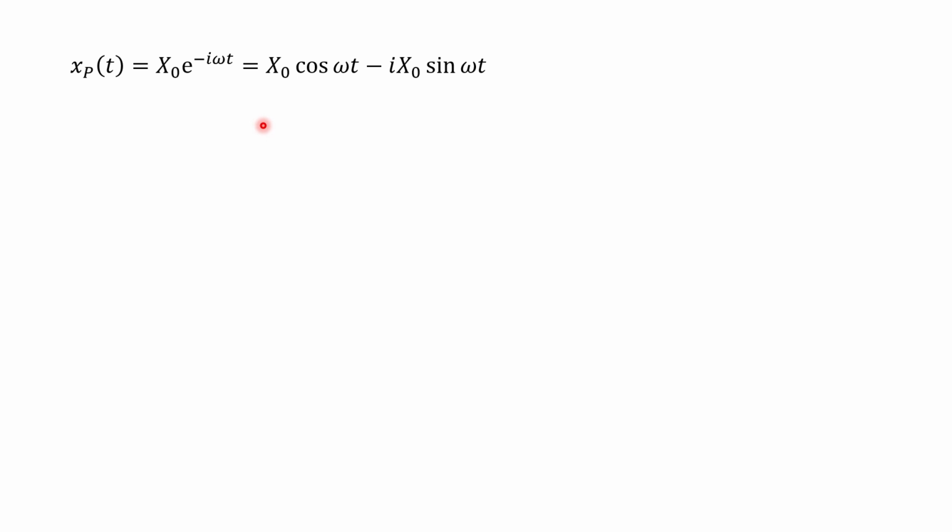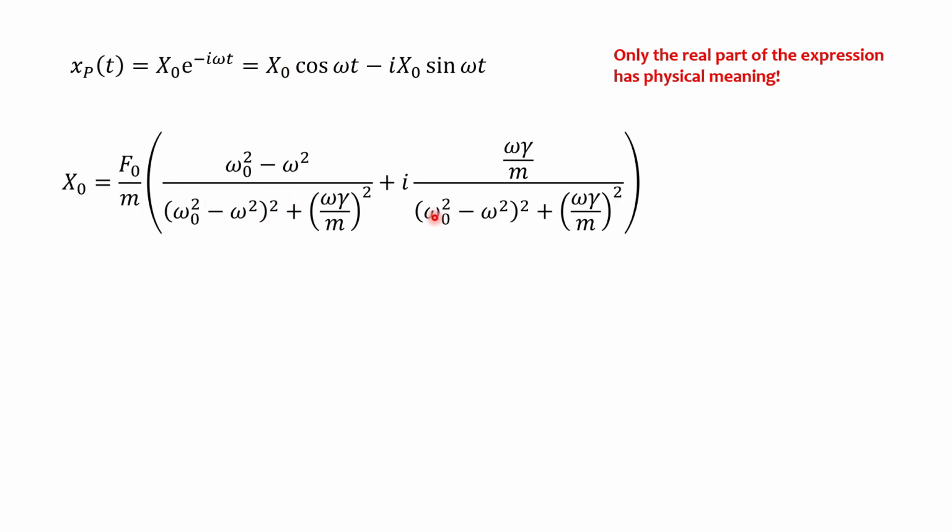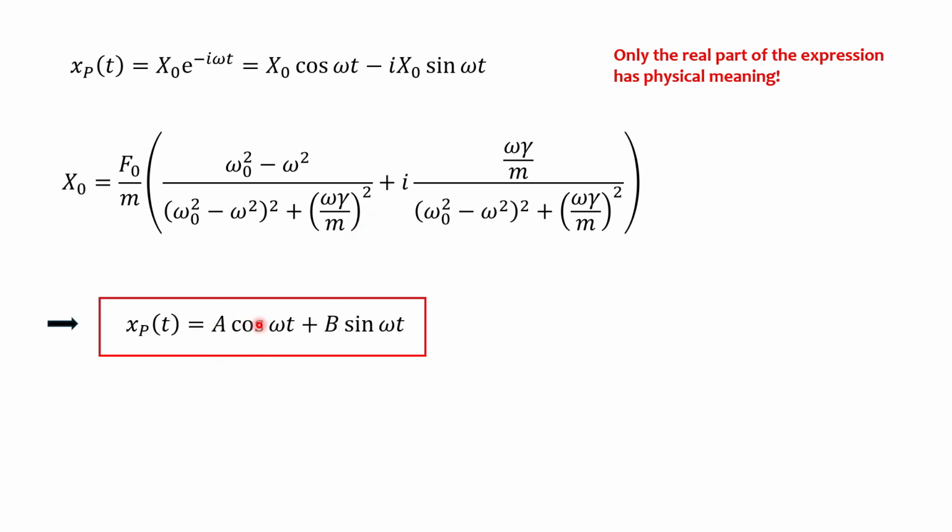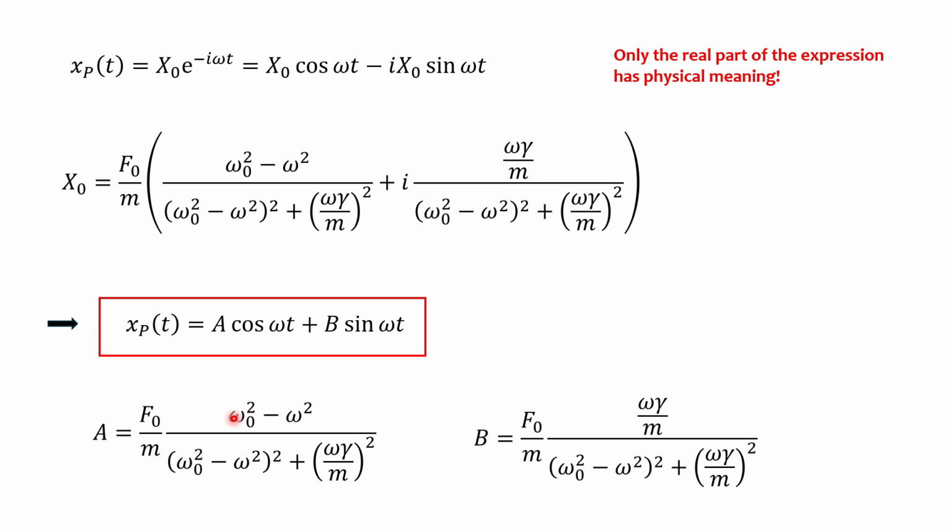We can plug the expression for capital X0 back into the original form of the solution and obtain the particular solution. The particular solution written in this form is a complex function. However, we recall that only the real part of the expression has physical meaning. So in order to obtain displacement of the object as a function of time, which is the physical quantity we are interested in, we need to take the real part of this expression. And one has to be careful here because the real part is not simply the term involving the cosine function alone. This is due to the fact that X0 itself is a complex number. So with a little bit of algebra, we obtain the real part of this expression, which can be written in this form, where the coefficients a and b are defined here.